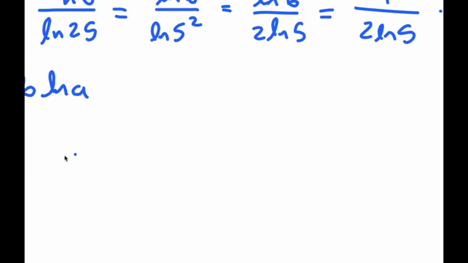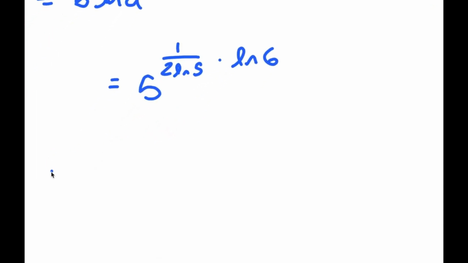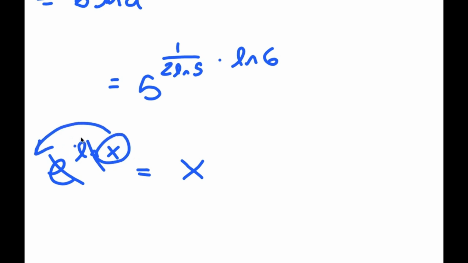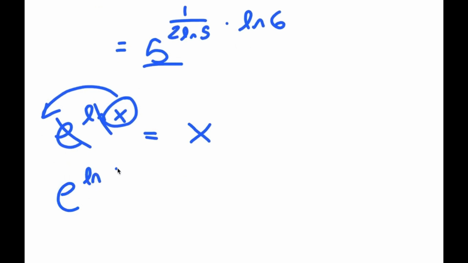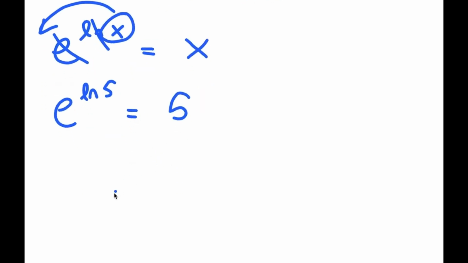So now going back, I have 5 to the power of 1 over 2 times ln 5 times ln 6. Now, if I have something in the form e to the power of ln of x, this is just equal to x because the e and the ln cancel out. So if I have something in the form e to the ln 5, this means that this is equal to 5. So I'm going to rewrite 5 here as e to the power of ln 5.